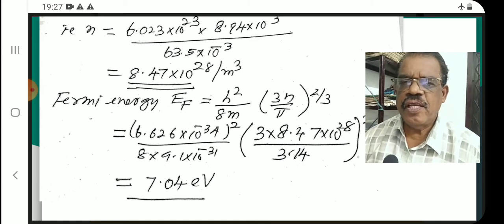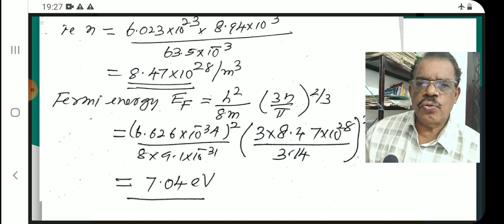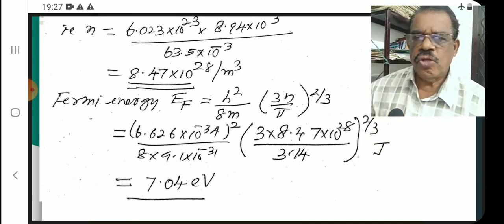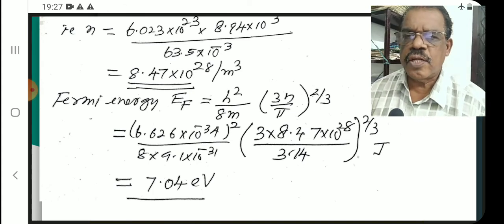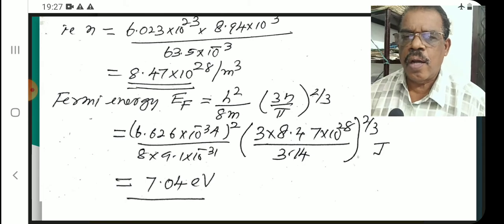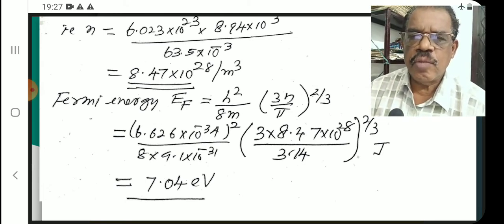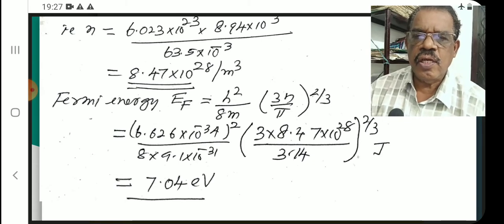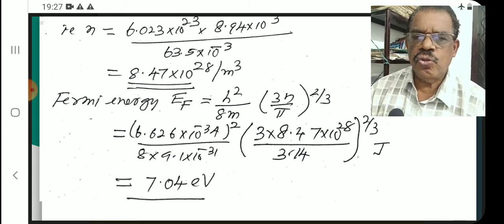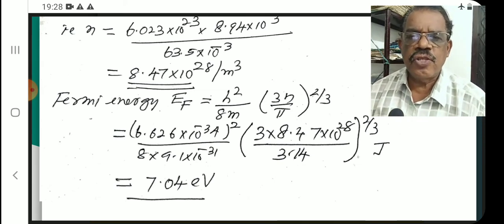The Fermi energy EF is equal to h square by 8m into (3n by pi) raised to 2 by 3. Put the values: (6.626 into 10 raised to minus 34) whole square by 8 into 9.1 into 10 raised to minus 31, inside the bracket 3 into 8.47 into 10 raised to 28 by pi 3.14, the whole raised to 2 by 3 joule. Here also you divide it by 1.6 into 10 raised to minus 19.